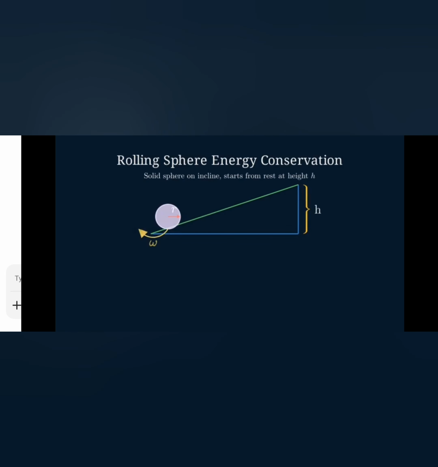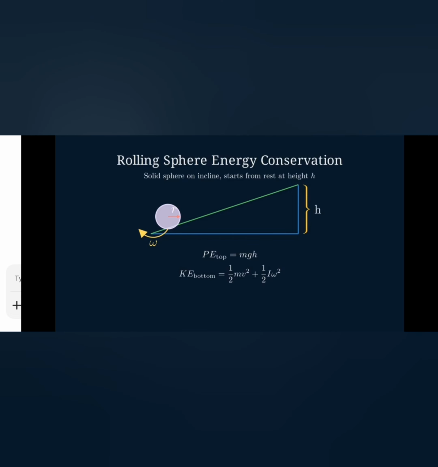Let's draw the physical picture. We have an incline, the sphere sits at height h, and it rolls down without slipping. We mark the radius r and show how the sphere rotates while it travels down the incline. At the top, the sphere is at rest, so all of its energy is gravitational potential energy, mgh. At the bottom, the height is 0, so energy is purely kinetic.